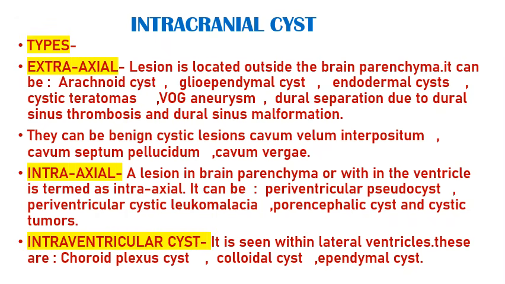Intracranial cyst can be intraaxial, that is, a lesion in the brain parenchyma or within the ventricle. It can be periventricular pseudocyst, periventricular cystic leukomalacia, porencephalic cyst, and cystic tumors. It is called intraventricular cyst when it is seen within the lateral ventricles. These are choroid plexus cyst, colloid cyst, and ependymal cyst.